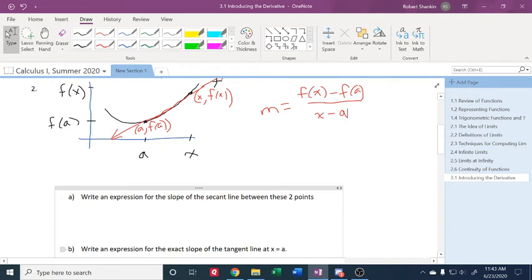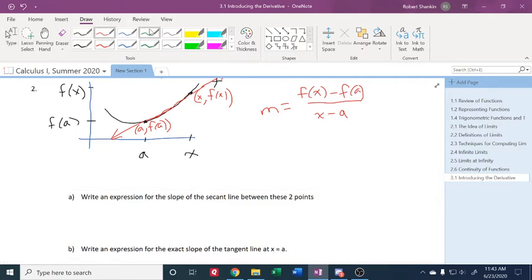Part B: write an expression for the exact slope of the tangent line at x equals a. So this time, the tangent line at x equals a is this. And you're going to write an expression for, and it'll give you, the exact slope of that tangent line.